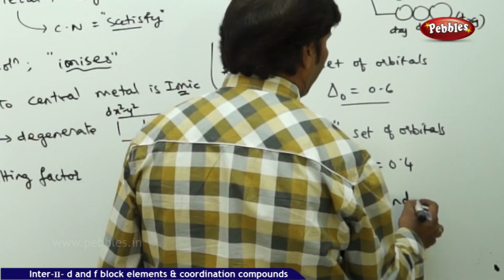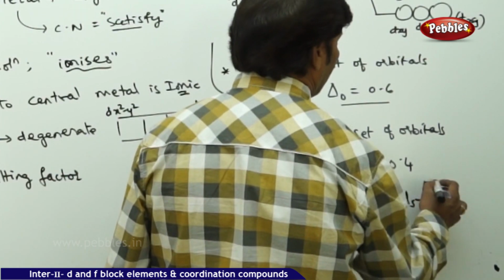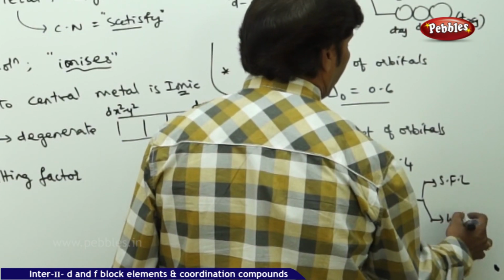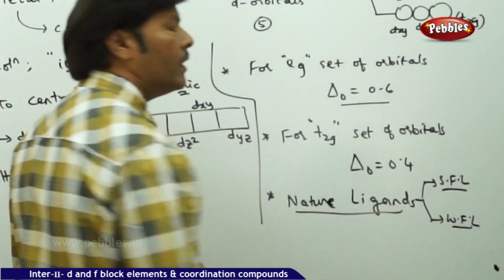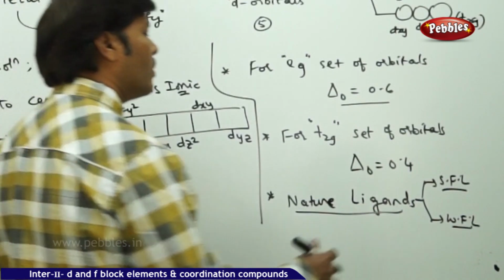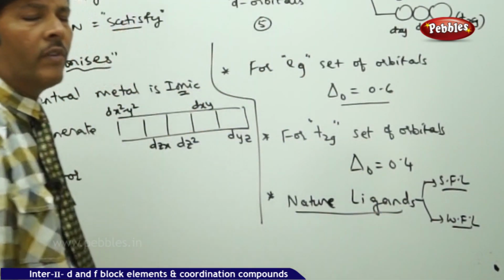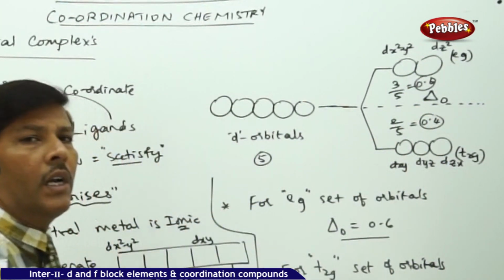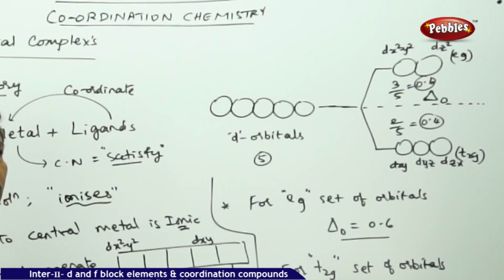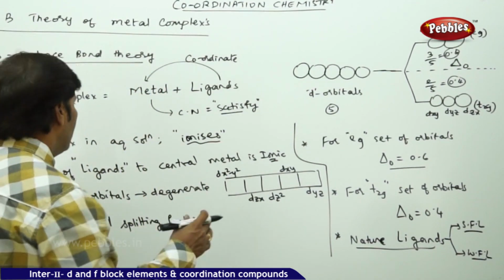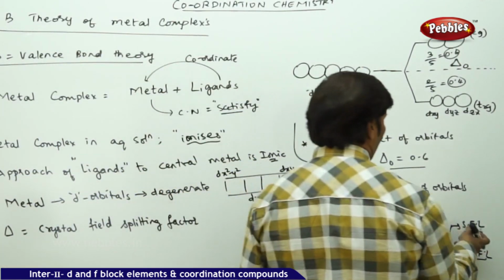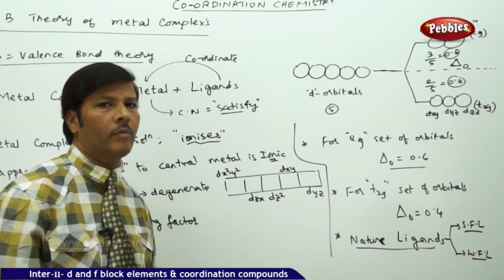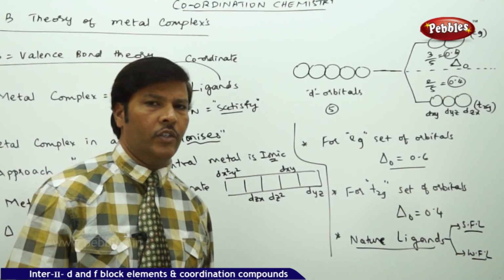When you go for the nature of ligands, these ligands are of 2 types. One is strong field ligands, SFL, and another is weak field ligands, WFL. These strong field ligands and weak field ligands show a lot of influence on the splitting of the orbitals and the acquirement of the delta naught value for both sets of orbitals. So from this, we will go for the classification of strong field and weak field ligands, and study the different cases of complex compounds, their geometry and their hybridization.